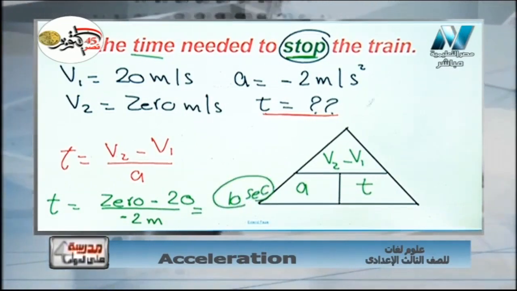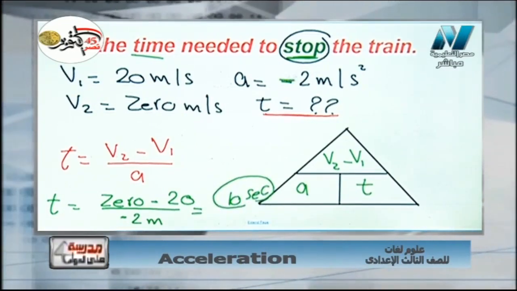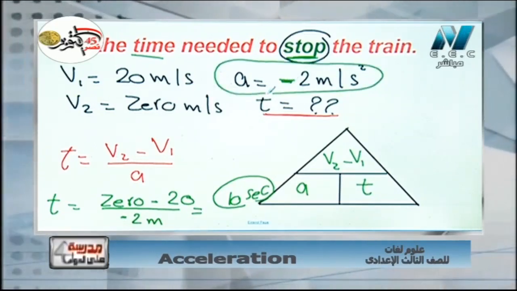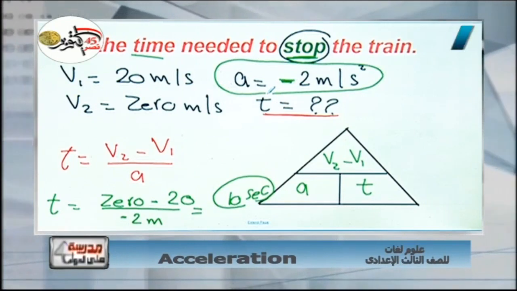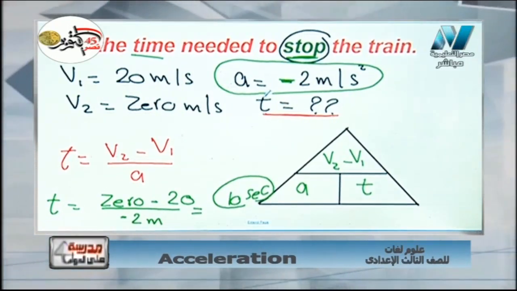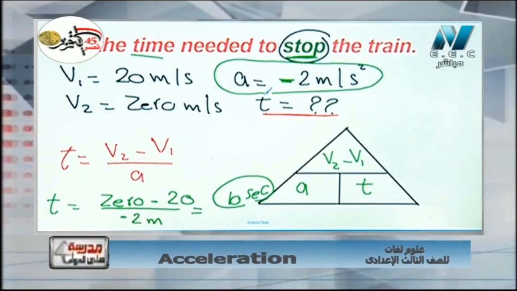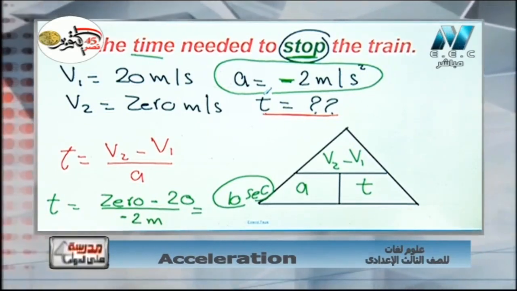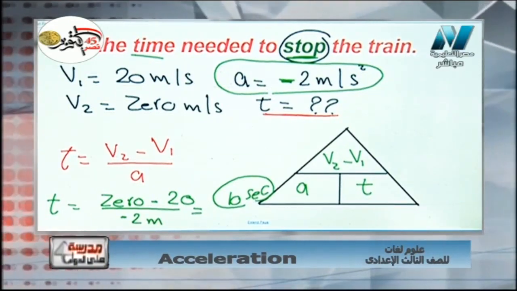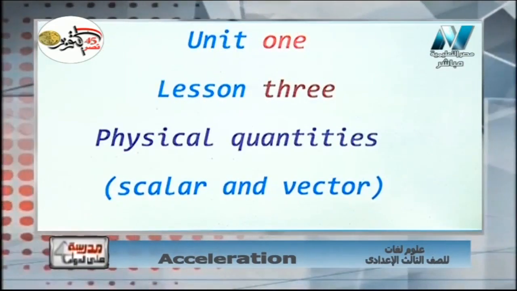If I made a mistake and did not put the sign in front of the value of acceleration, we would get time in negative, and we have no time in negative. Time is always positive because it is always going forward, not stopping and not going backwards.